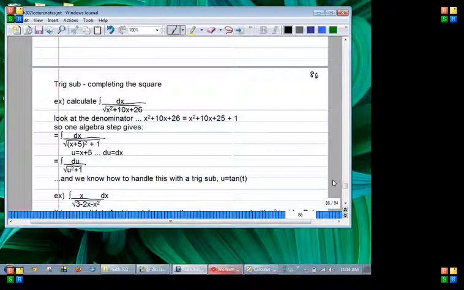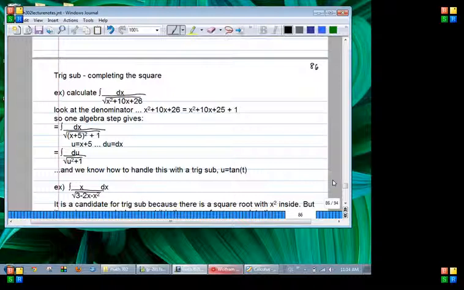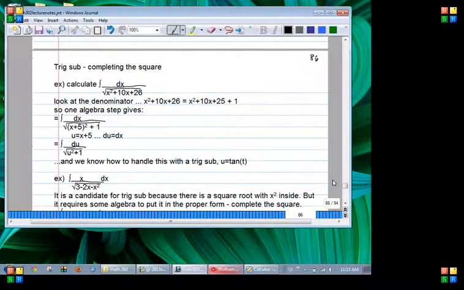So this is a candidate for trig sub. Why? Because there's a square root and there's an x squared under there. But it's not presented in a nice way. So it requires some algebra to put it in the proper form. So first we have to complete the square. So how do you complete the square?